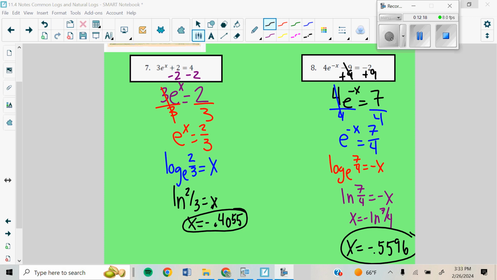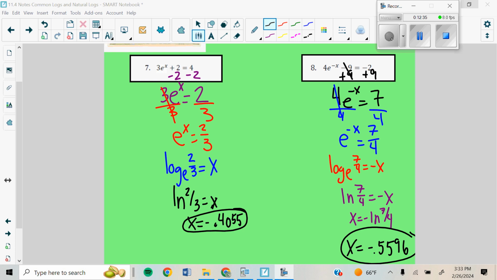All right. Hopefully you have gotten a chance to try that. We add 9 to both sides. We're going to divide by 4, so then our e to the negative x equals 7/4. Now we can change that into logarithmic form, which is the red one: log base e of 7/4 equals negative x.